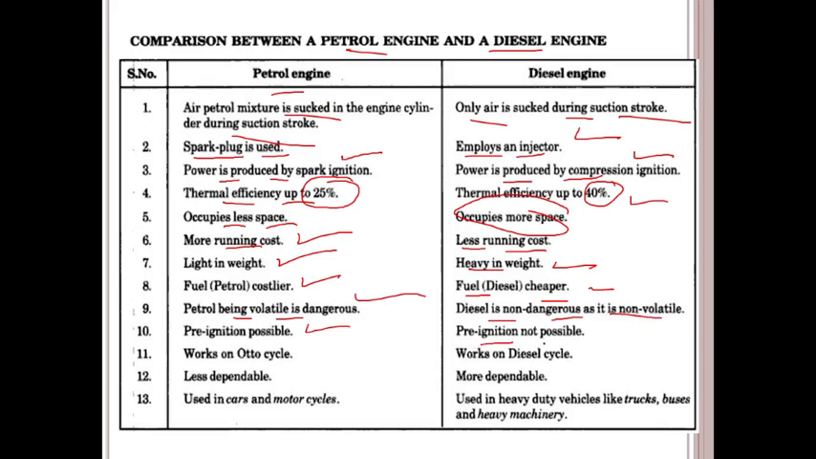Pre-ignition is possible in petrol, and pre-ignition is not possible in diesel. Petrol works on the Otto cycle, diesel works on the diesel cycle. Petrol is less dependable, diesel is more dependable. Petrol is used in cars and motorcycles; diesel is used in heavy duty vehicles like trucks, buses and heavy machinery.